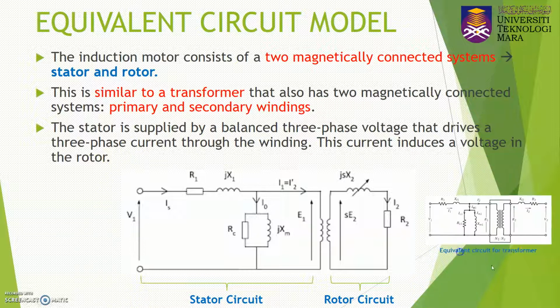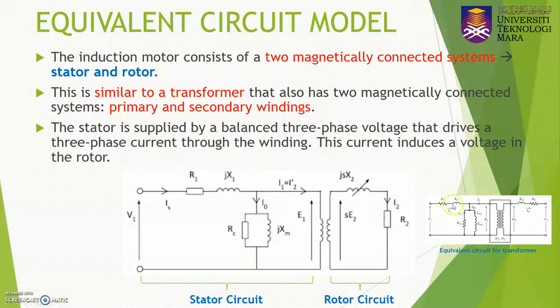If you still remember, this is the equivalent circuit for the transformer. The only difference between the induction motor equivalent circuit and the transformer equivalent circuit is the secondary winding, which is the rotor winding for the induction machine. It is shorted at the end, but for the transformer, it will be connected to a load. That is the only difference between the two equivalent circuits.